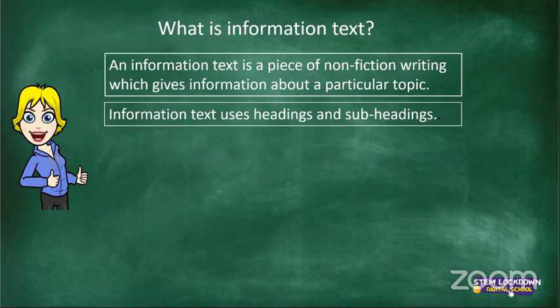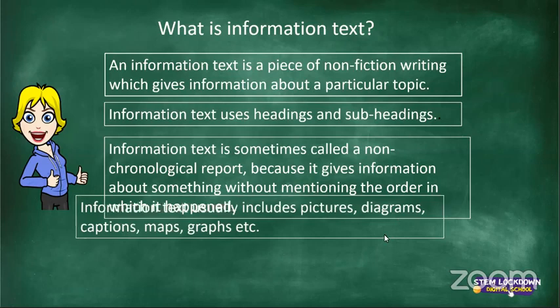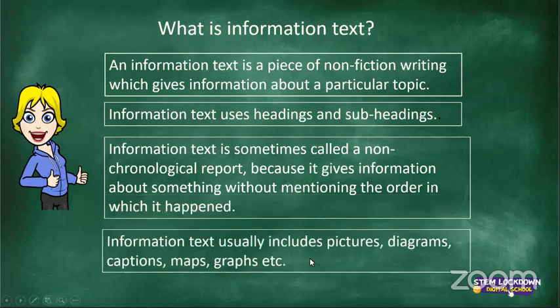Information text is sometimes called a non-chronological report because it gives information about something without mentioning the order in which it happened. When something's in chronological order, it's in steps. One thing follows the next. And information text usually uses pictures or diagrams or captions or maps or graphs, etc. It has some kind of visual stuff that goes with it. Okay, so that's information text.